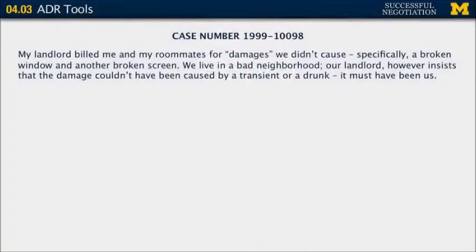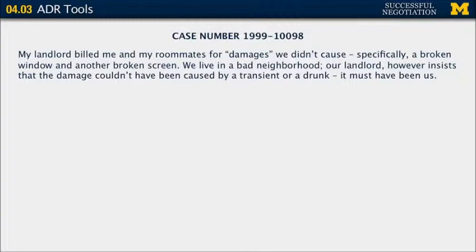Here are some examples of online dispute resolution. Some of these involve everyday situations. Landlord bills me and my roommates for damages we didn't cause, broken window, broken screen. We live in a bad neighborhood. The landlord insists we caused the damage and that it had to be us. So we've got basically a dispute between landlord and tenant.